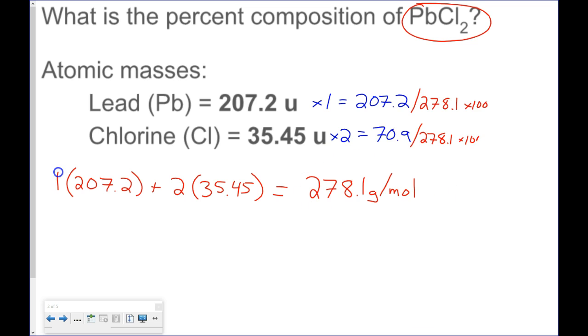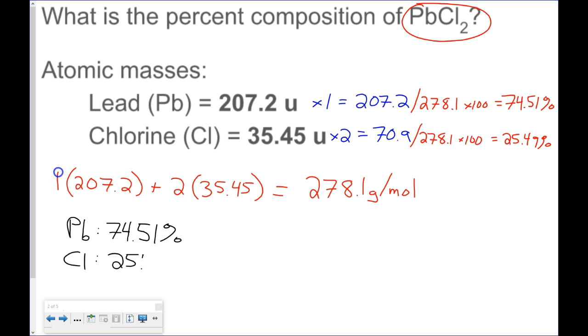Divide that by my total mass, multiply it by 100, and I'm going to get my percentages here. So lead is going to work out to be 74.51%, and chlorine is going to be 25.49% of the total mass there. Again, they add up to 100.